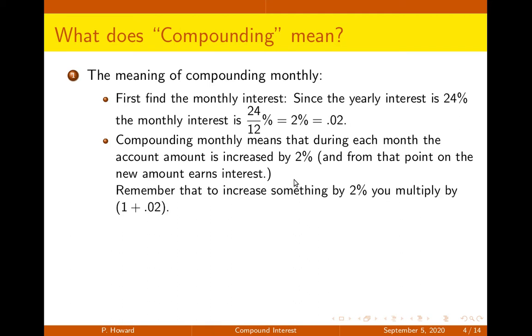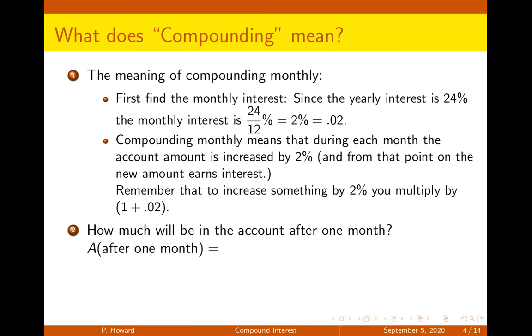So remember, if you want to increase something by 2%, you multiply by 1 plus 0.02. So how much will be in the account after 1 month? Well, we began with $500. After 1 month, the $500 will be increased by 2%, which we do by multiplying by 1 plus 0.02, and that gives us $510 in the account at the end of the first month.